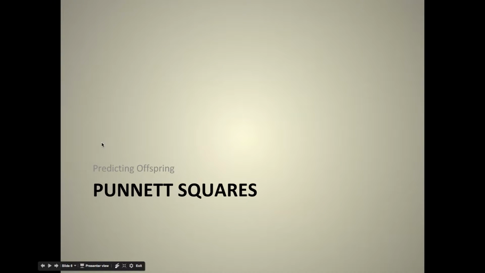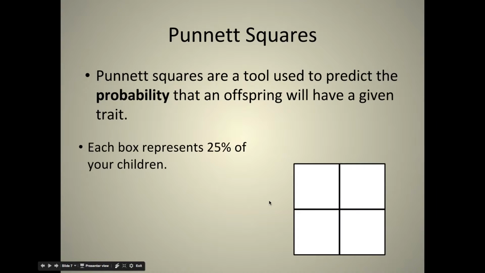So let's talk about how we actually predict our offspring using this information. We're going to use something called a Punnett square. You've probably seen these before, maybe in middle school, or even in math class. Punnett squares are just a tool that we can use to distribute things evenly and predict the probability of something, specifically the probability that an offspring will have a given trait. We're going to build different ones of different sizes depending on how many traits we're looking at. For a monohybrid cross, we're going to have a 2x2 square, so we have 4 boxes in here.